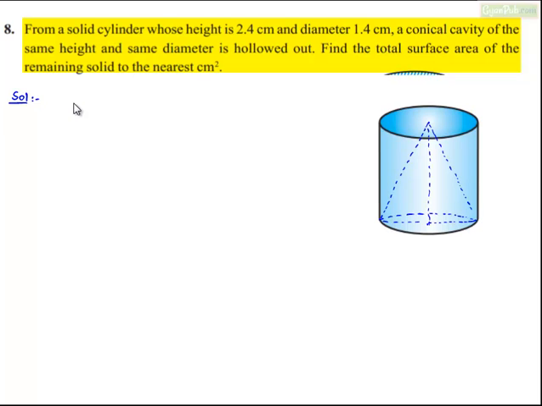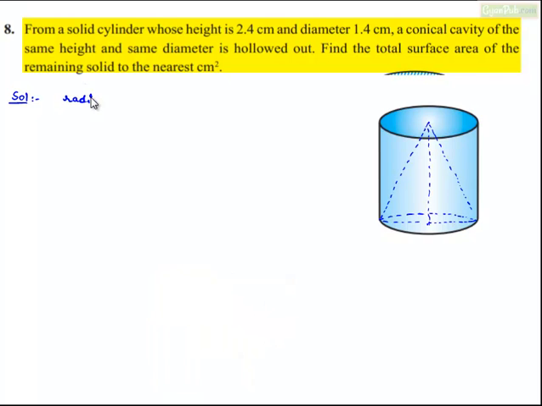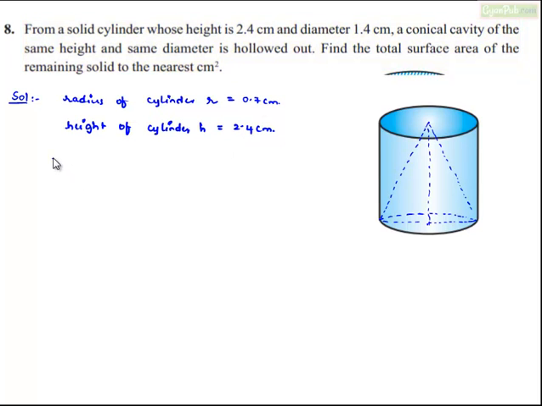Here he has given a solid cylinder from which the conical cavity is taken out. For that, the radius of cylinder R is given by half the diameter, that is half of 1.4, which is 0.7 centimeter, and here the height of the cylinder or the cone are same, H is given by 2.4 centimeters. Now he is asking to find the total surface area.